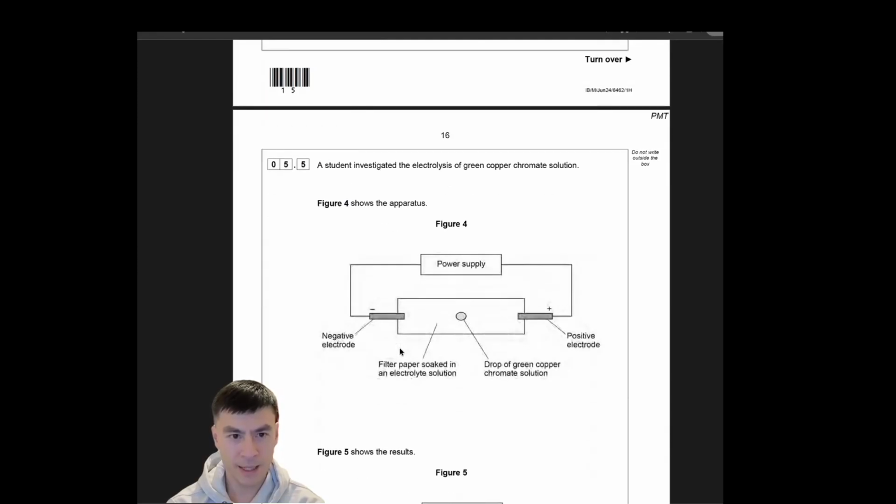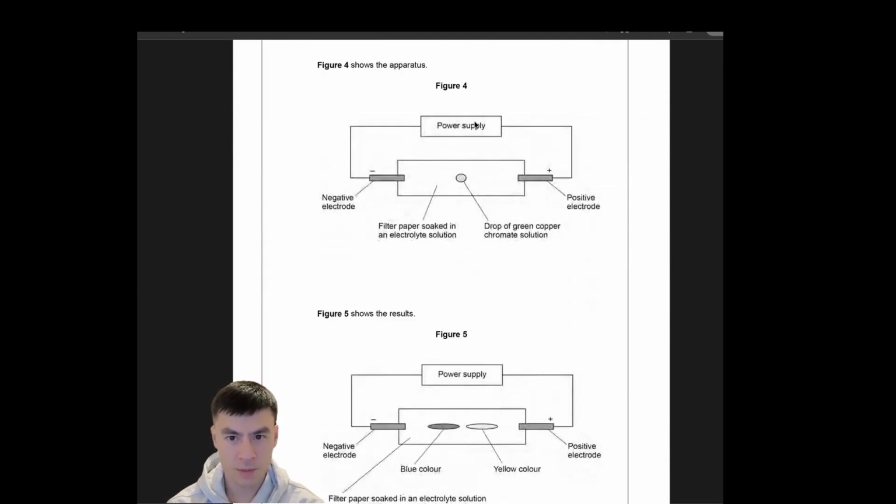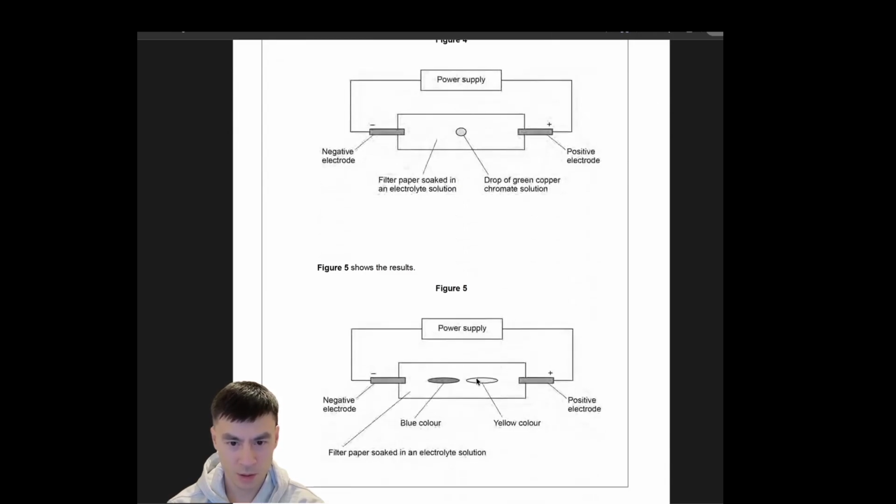All right, 5.5. Students investigate the electrolysis of green copper chromate solution. Power supply, positive electrode, negative electrode. Filter paper soaked in an electrolyte solution. OK，咁即係可以走嚟走去喎。Drop of green copper chromate solution. OK，要擺喺呢度。Results. Yellow color 去 positive, blue color 去 negative.